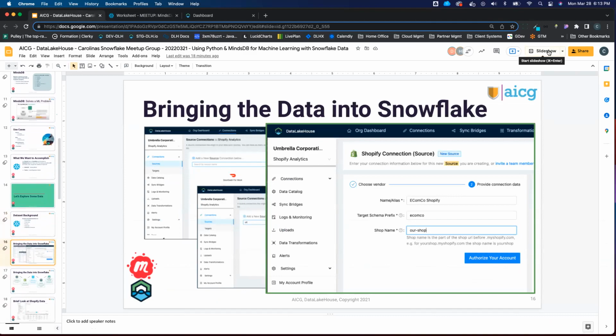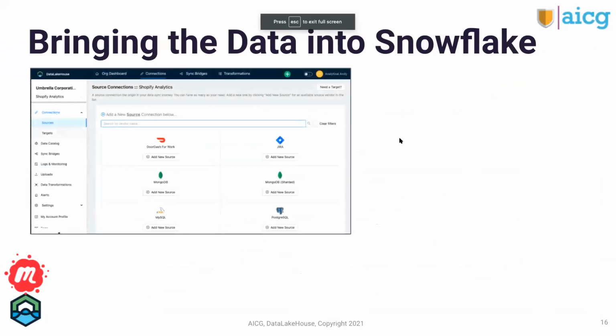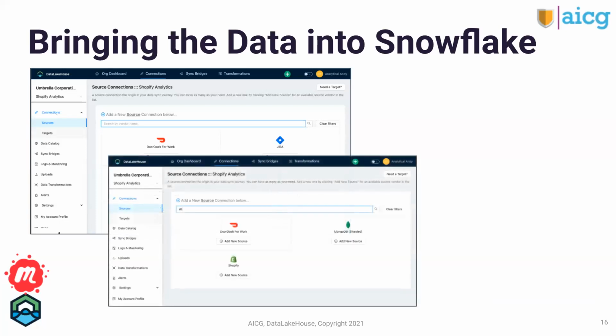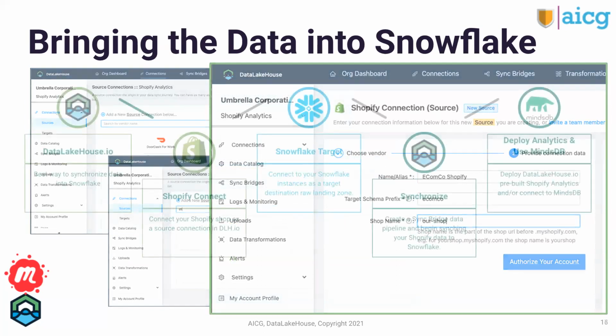And so if I just jump back here to the slideshow, getting the data into Snowflake is pretty easy using datalakehouse.io. There's a decent amount of connectors there, where we can pick Shopify, search for it, find it, and enter the detail. You can see here we use this target schema prefix of ecomco, and that's what you saw there, ecomco_Shopify. So that's Data Lakehouse getting data.